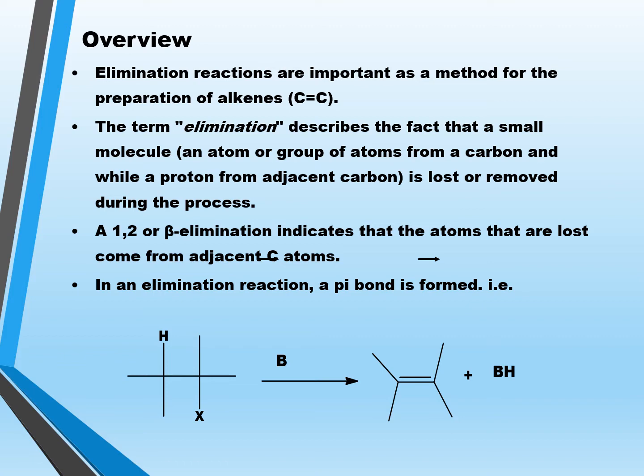So there is this base, and when the base reacts with the substrate, we have the double bond formed, an alkene, and the conjugate acid of the base. Depending on how this double bond forms, as in the case of substitution reaction, depending on how the substitution product forms, we also have types of elimination reaction.